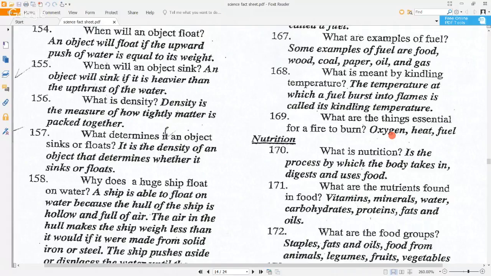Number 170, and now we move to the next topic, nutrition. What is nutrition? Well, nutrition is the process by which the body takes in and digests and uses food. Number 171. What are the nutrients found in food? Well, we have vitamins, minerals, water, carbohydrates, proteins, fats, and oils.